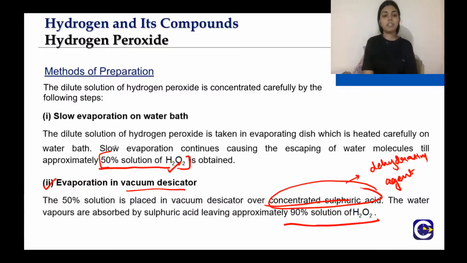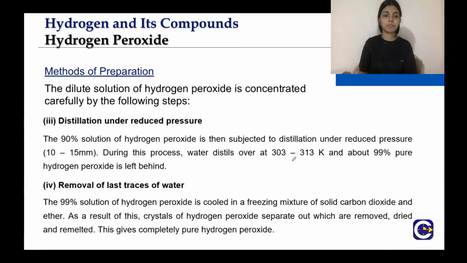From 30% you are getting 50%, then from 50% you are getting 90%. From 30% to 50% you did slow evaporation on water bath. From 50% to 90% you placed it in a vacuum desiccator in which the conc sulfuric acid was acting as a dehydrating agent. Now from 90% you are obtaining 99% pure hydrogen peroxide by distillation. Distillation under reduced pressure, right?